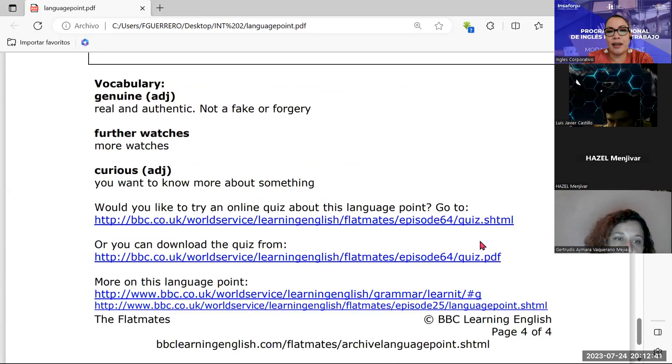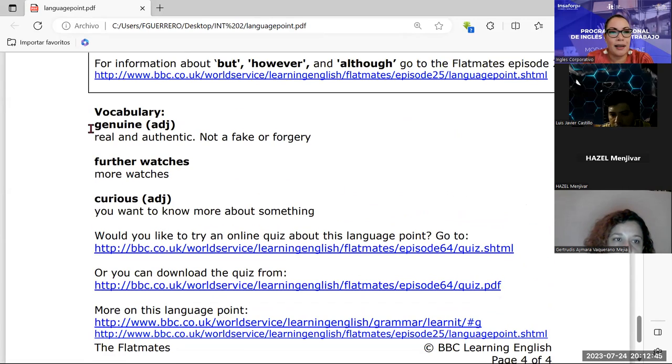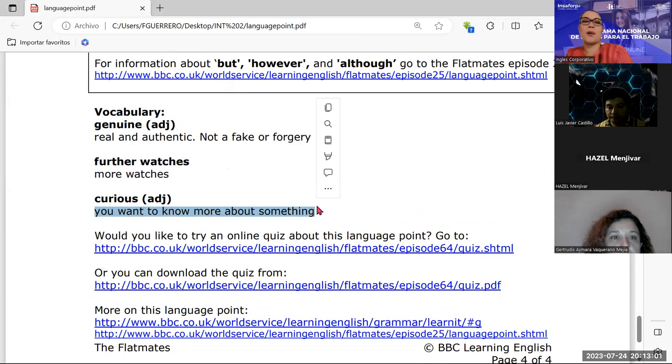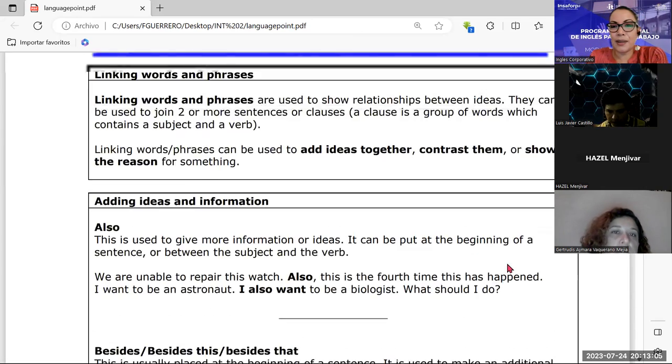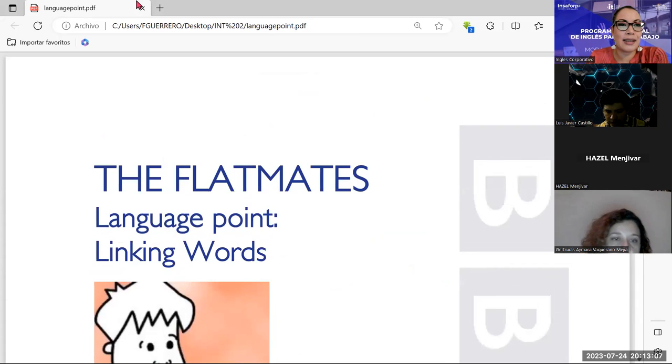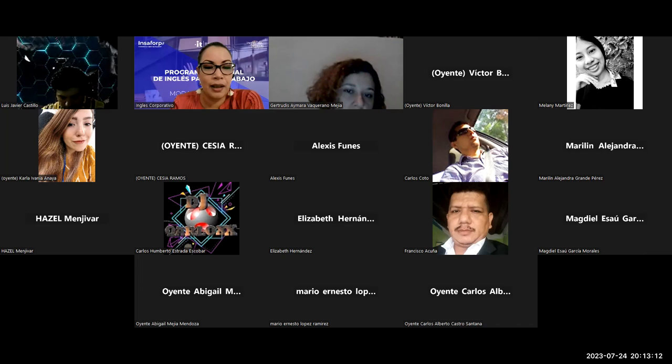And we have the vocabulary part, for example, genuine. I know that you know this word: real and authentic, not fake or forgery. Further watches, meaning more watches, and curious if you want to know more about something. And I think that we still have time to practice this topic. We have a quiz. Let me stop sharing for a while.